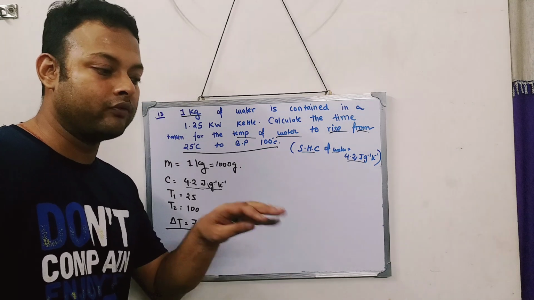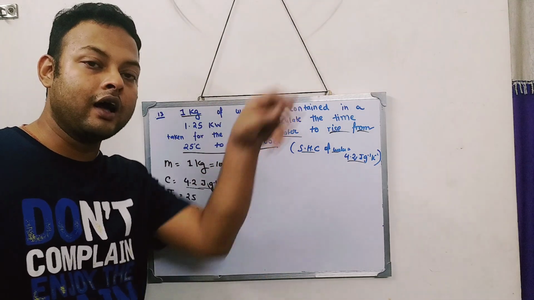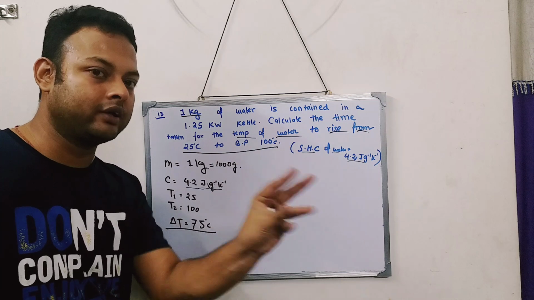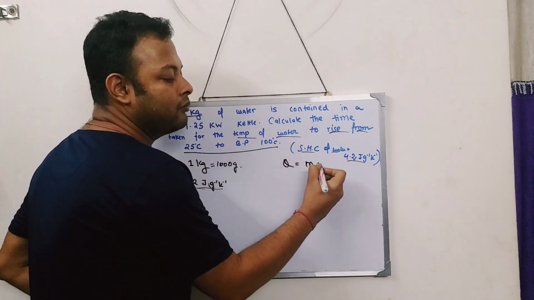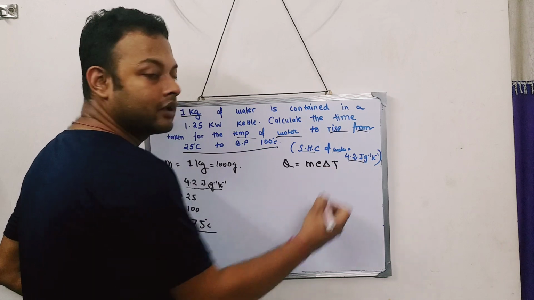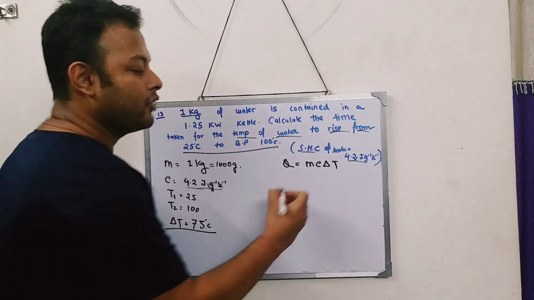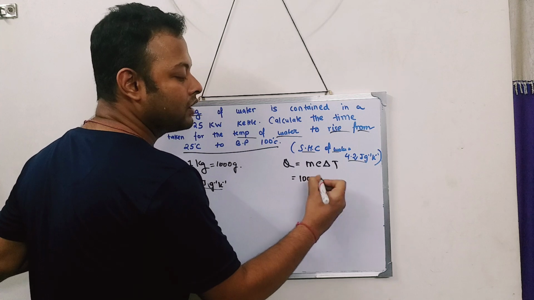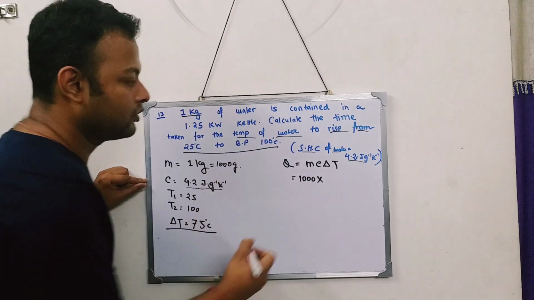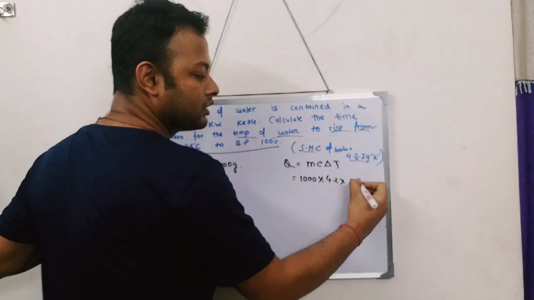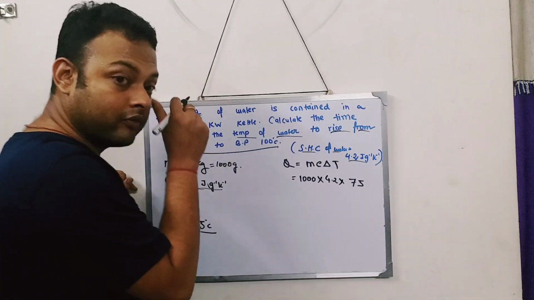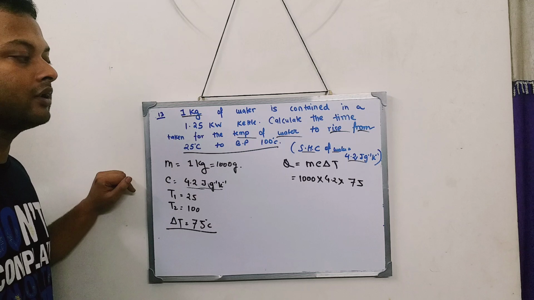Now see, to make the water go from 25 to 100, how much heat should I be providing? How much heat should be provided? Q is equal to MC delta T. We know this formula. Now M is how much? 1000. C is how much? 4.2. And this delta T is how much? 75. This is the amount of heat required.